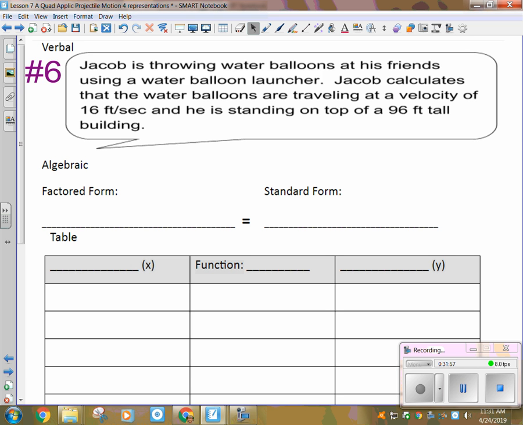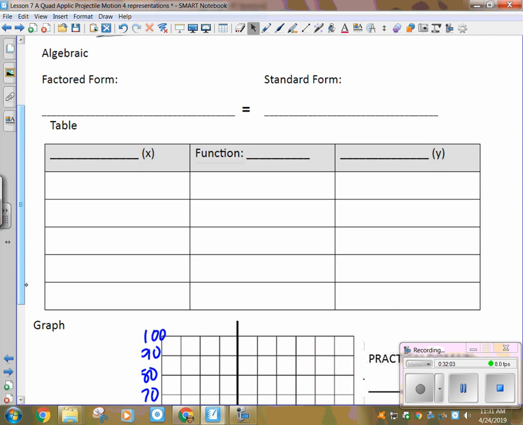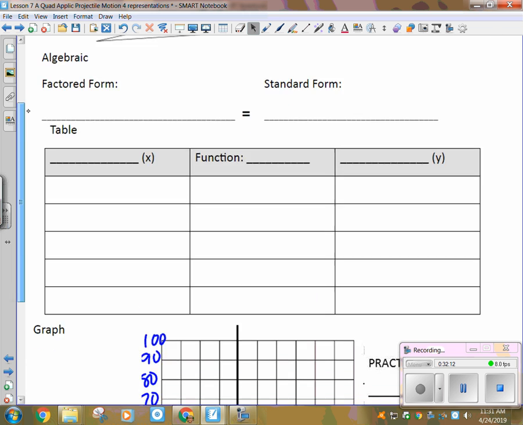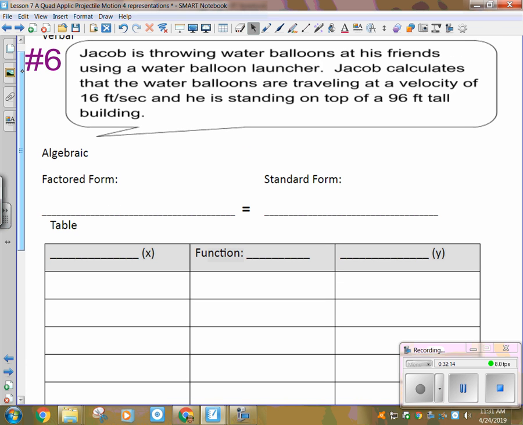So he's launching water balloons at his buddies. Okay, I have no equations yet. I have nothing in my data table. I don't even have a graph. So guess what? They gave us a couple of numbers in our description. Wonder if we can figure out how to make the equation. We can. It's no problem, I promise you.